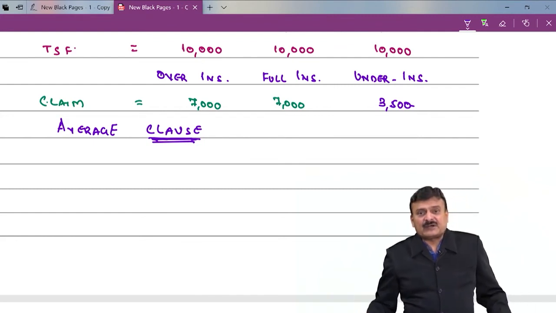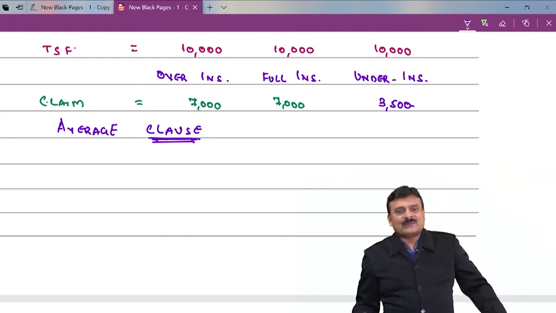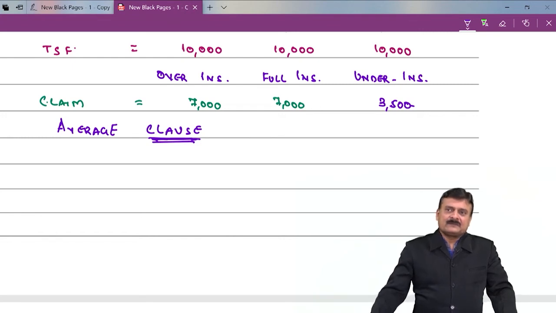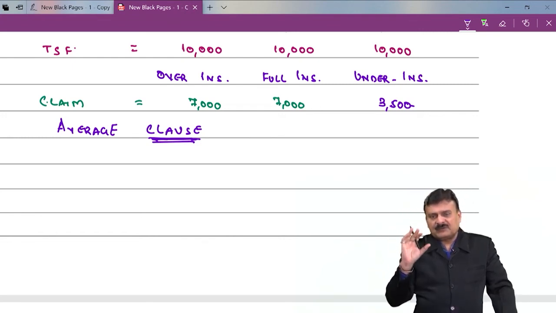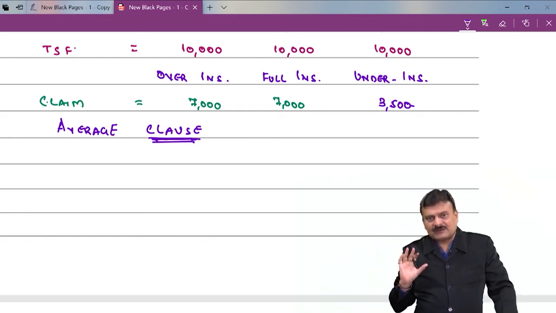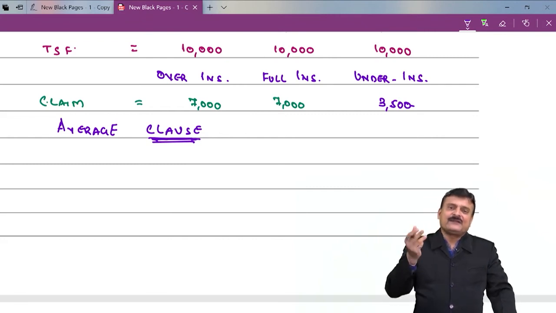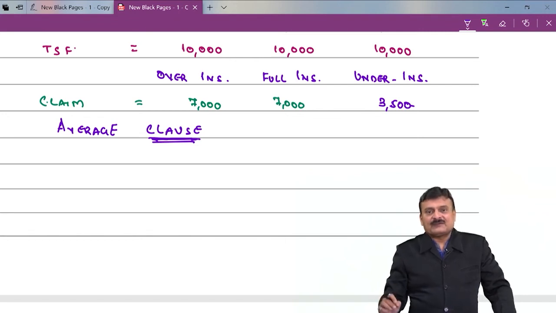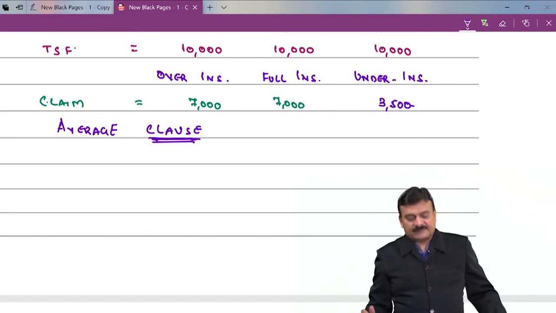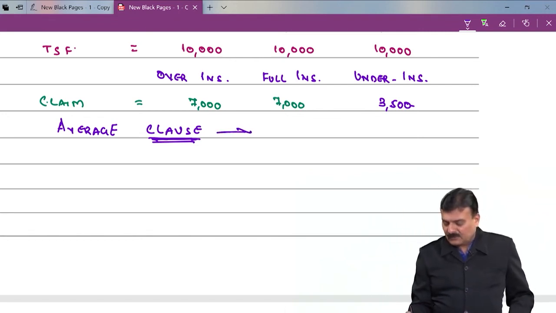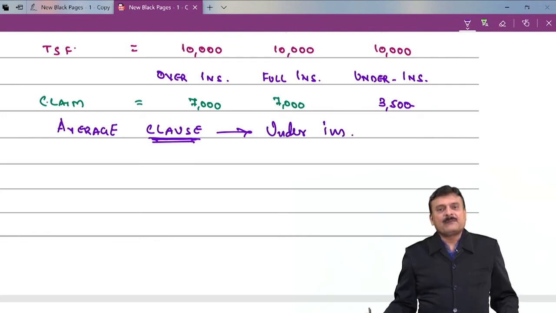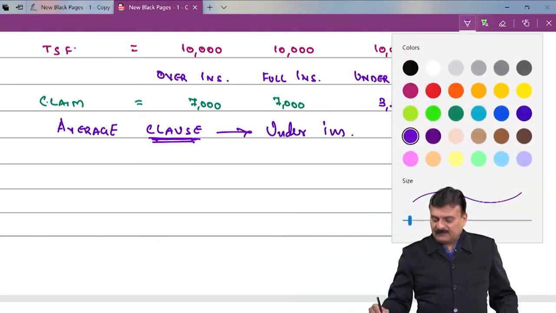You must have studied it in the mercantile law subject. Insurance policy is an agreement. It's a contract. So all the different provisions, terms and conditions in an insurance agreement, insurance policy, are called clauses. This one is called the average clause. Average clause is applicable only when there is a case of under insurance.